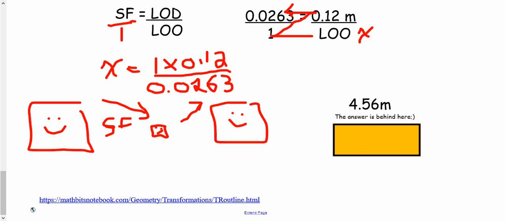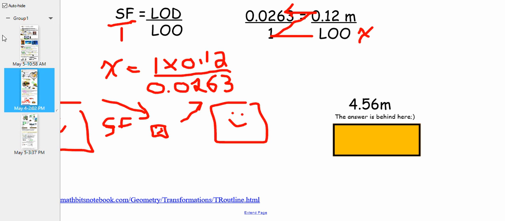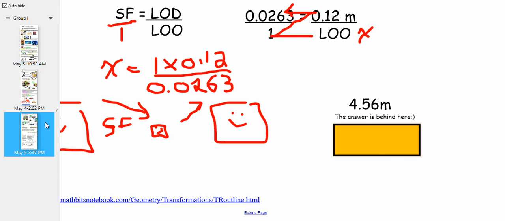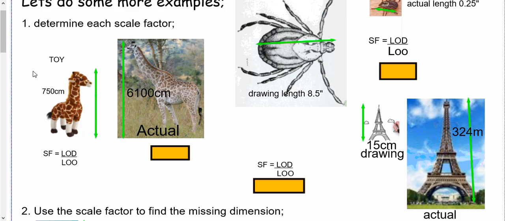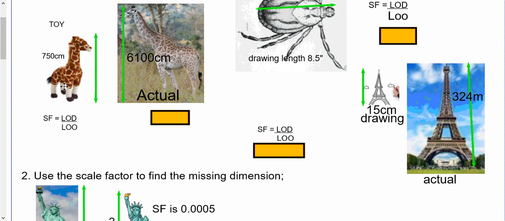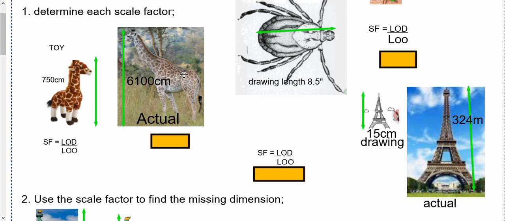Okay, let's do some examples just to make sure we got it solid. We want to determine each scale factor. Here I got a toy, which is my diagram, and I've got a giraffe, which is actual. That 6,100 centimeters for the giraffe is how many centimeters tall a giraffe is. Most giraffes are about 6.1 meters tall, and there's 100 centimeters in a meter. Anyway, you get it. So I'm using actual numbers.